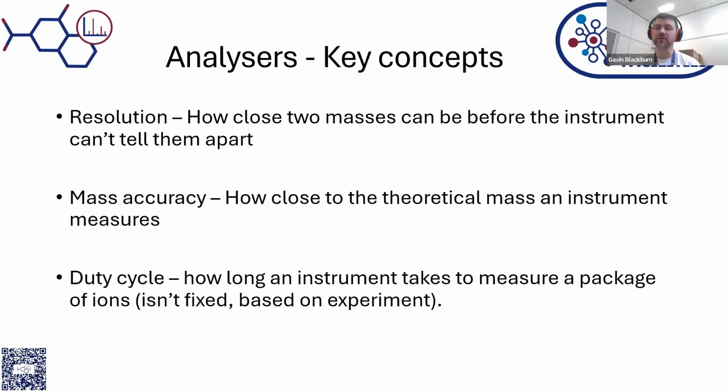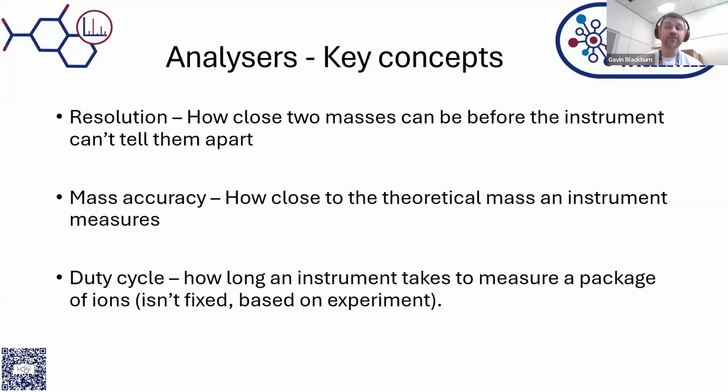We also have the duty cycle. I've already mentioned this. The duty cycle is how long an instrument takes to measure a packet of ions. Now, this isn't fixed, because mass spectrometers can do some wonderful things where you take a packet of ions, select a particular ion in that packet, fragment it, scan those fragments to produce fragmentation patterns, select another ion, fragment that, and so on and so on. And this extends our duty cycle. So we need to understand how long it takes for us to scan these things, because that's going to have an impact on the things that we see across our samples.